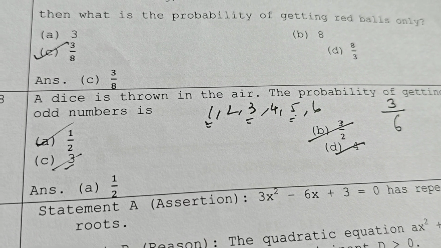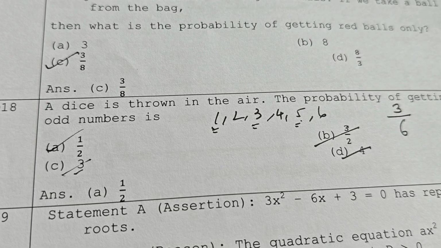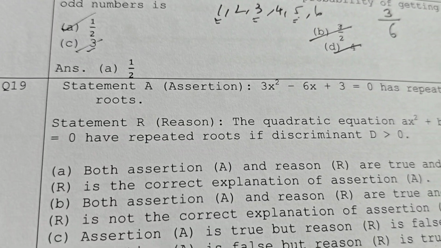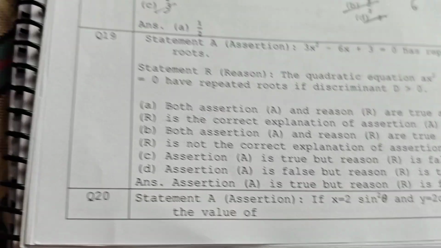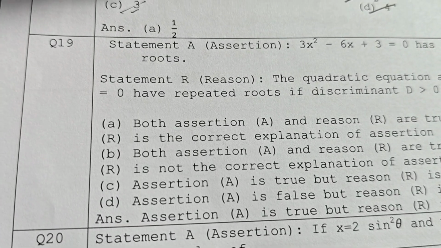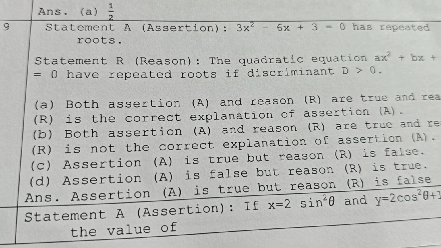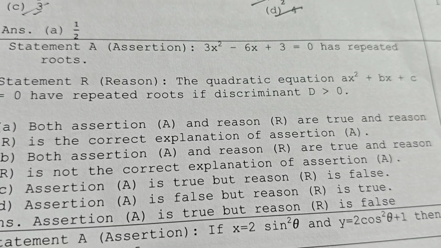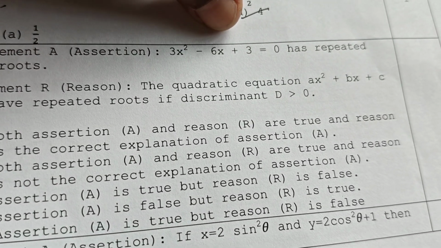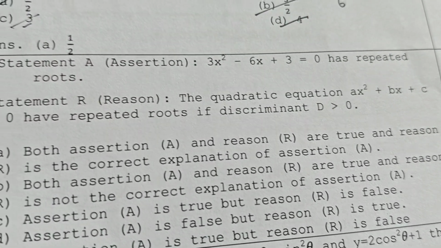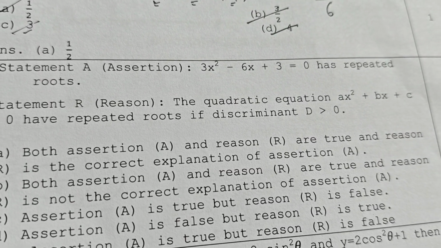Now we move into the assertion and reasoning questions. Question number 19. In the assertion and reasoning questions, 2 statements will be given. One is assertion, another is reason. The assertion given here is: 3x square minus 6x plus 3 has repeated roots.